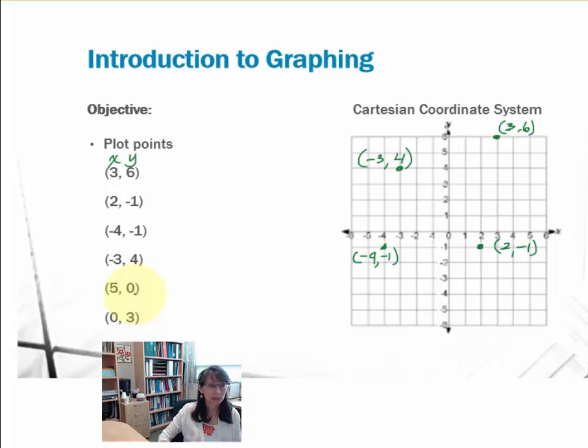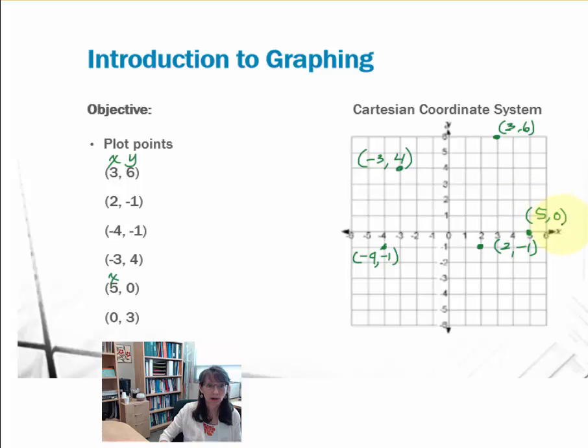5, 0, be careful here, starting at the origin. 5 is in the x value place. So go 5 units positive for x. And if y is 0, we don't move anywhere else. We're sitting right there on the x-axis.